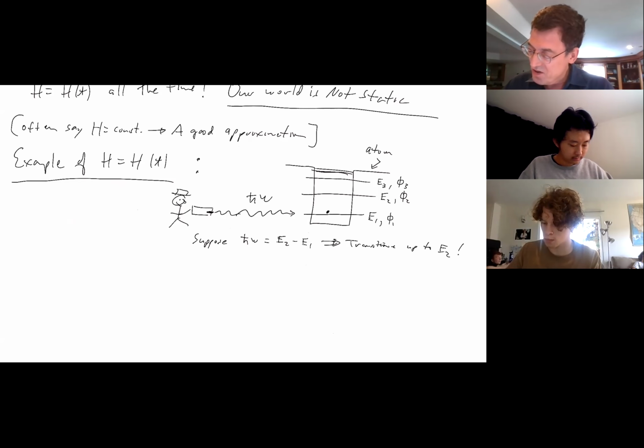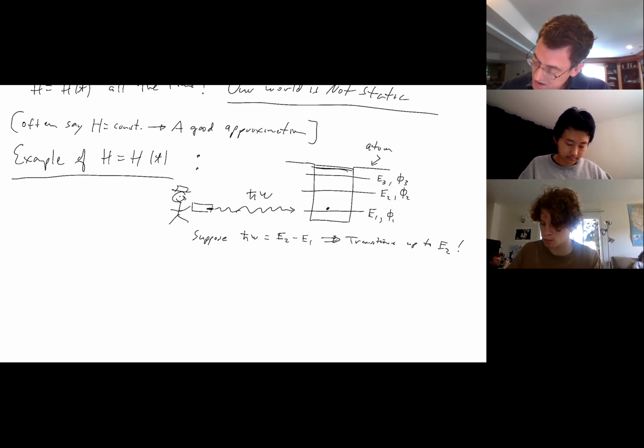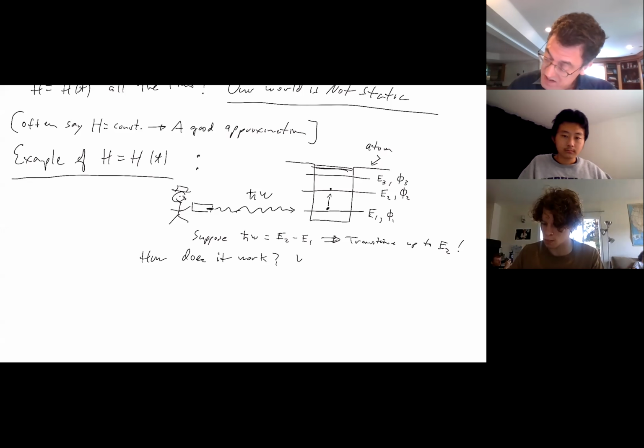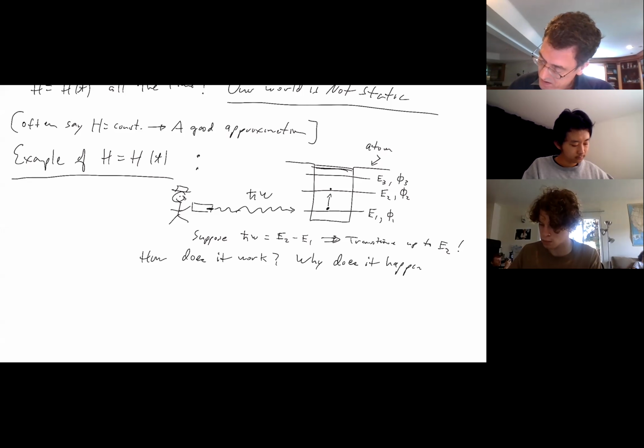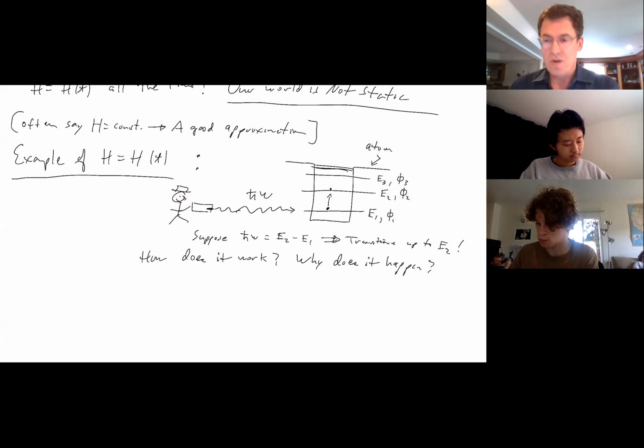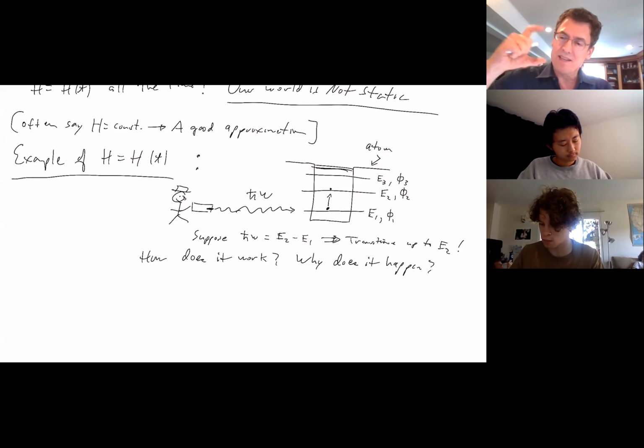But I want you to understand that you guys have seen this before in some other class. But the question becomes, how does it happen? How does this work? Why does it happen? I know that you guys have probably never really stopped to think about it, because it's like a simple picture. Okay, I got that energy and it jumps up there, but really, why does it happen?